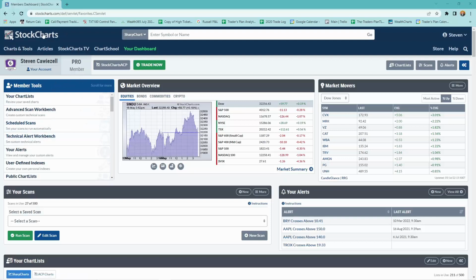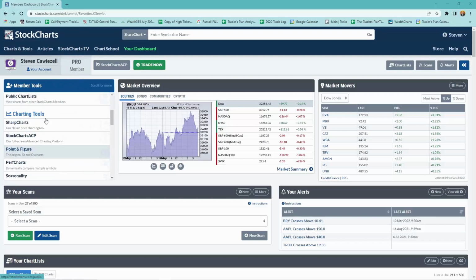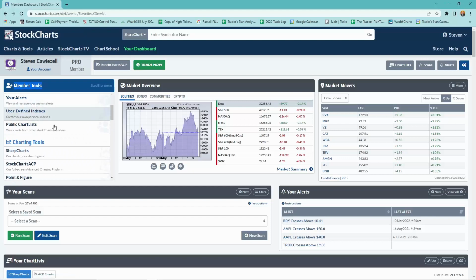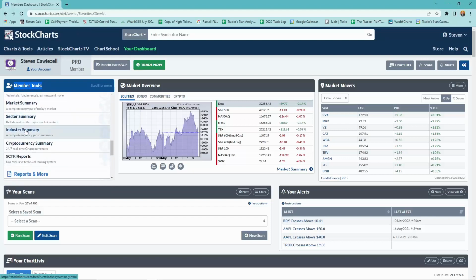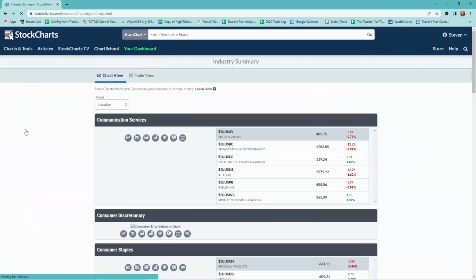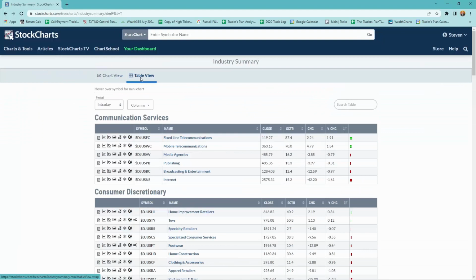So I'm right here in stockcharts.com. You can see I'm a pro member, 6 years, going strong. So I'm going to go to this members tool, right? Member tools, and I'm going to scroll down to the industry summary, okay? I'm going to go to table view, and then I'm going to look at the last 1 month.